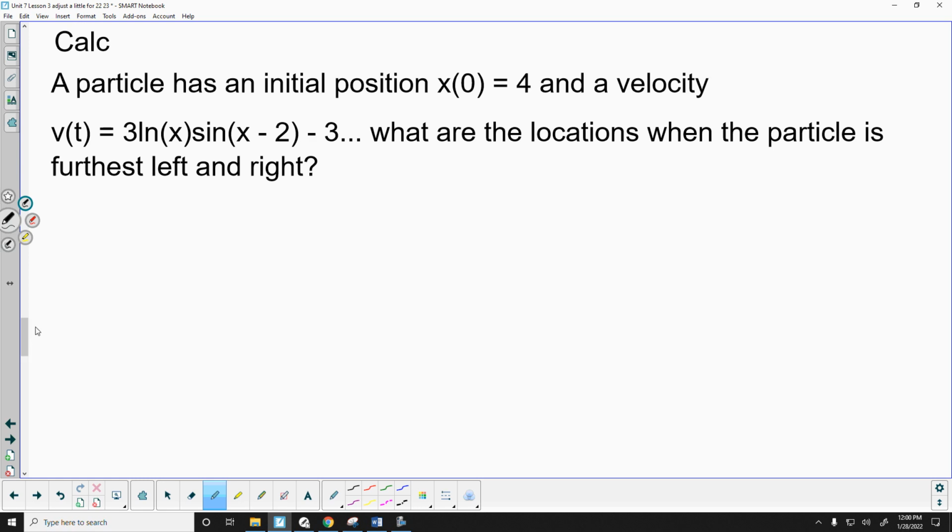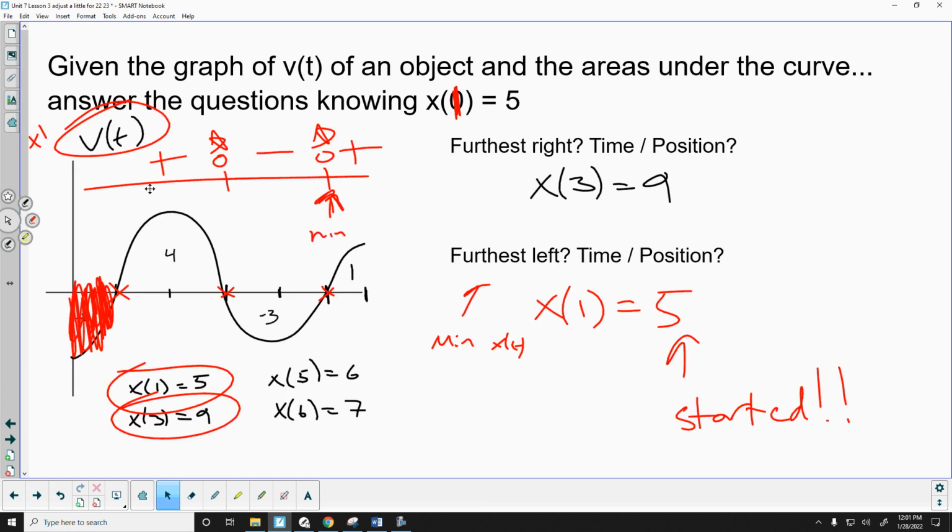Great. What if I'm given a derivative and given a calculator? I'm given v, and I'm asked what are the locations when I'm furthest left and furthest right. Yeah, just graph it. Just like what we were doing to find some unknown positions. Let's understand the motion of my particle. So similar to this question, it helps if we know what velocity looks like.